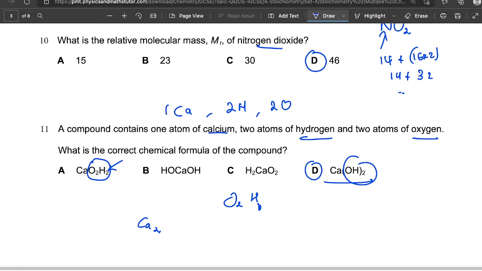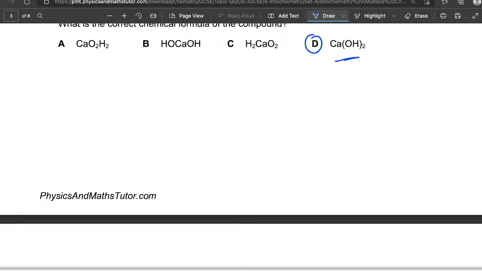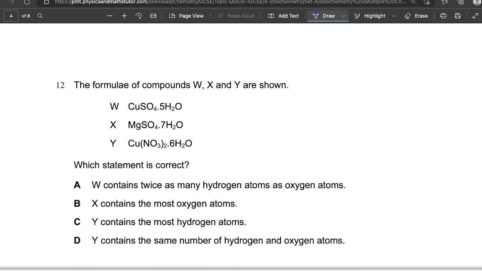Okay, so the answer, I think this one really there's not a lot to explain. It's just written as calcium hydroxide in this form. Okay, so that's quite simple. Again, move on to the next question.